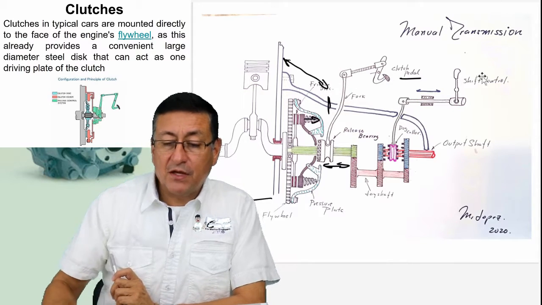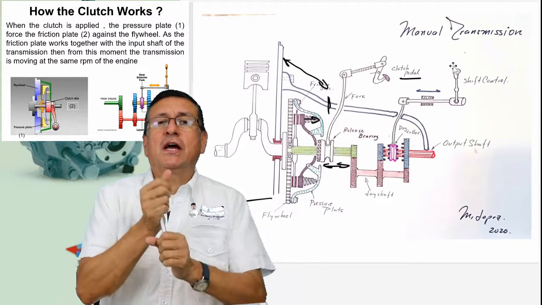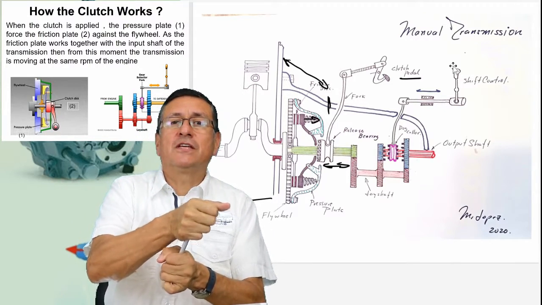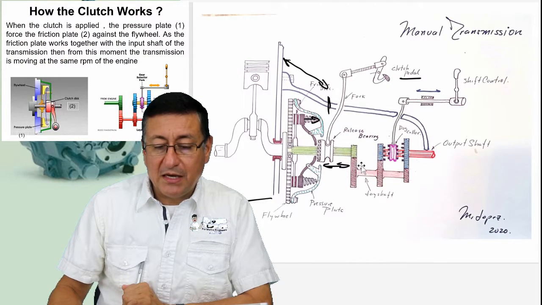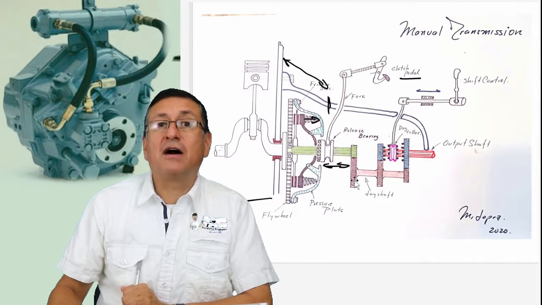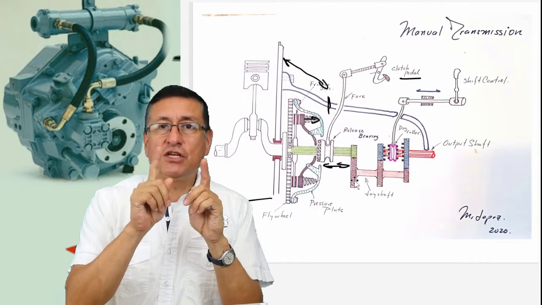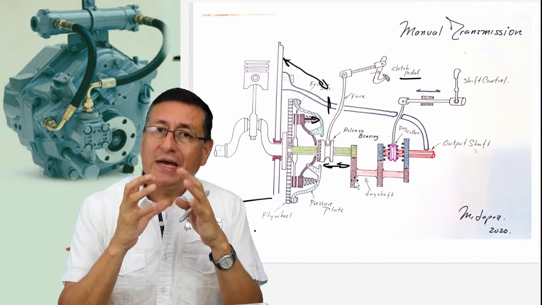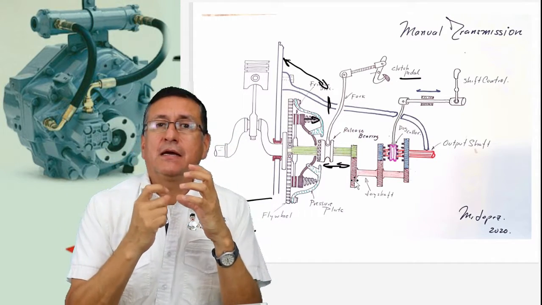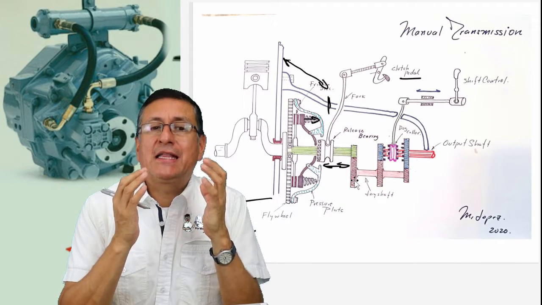In that moment, with the shift control, you can organize the gears: first gear, second gear, third gear, because in this moment those shafts are independent. The input shaft of the transmission is not connected with the crankshaft of the engine. I am going to try to explain in the next video clip how the clutch works and the components of the clutch.